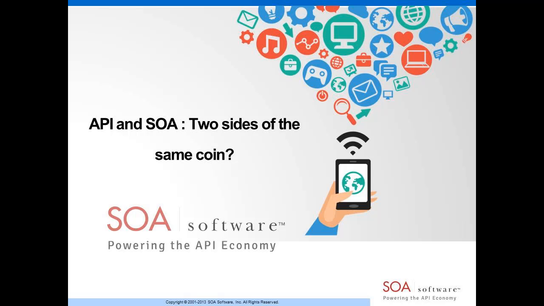Okay. The other one is a little more basic, which goes back to: what's technically the difference between SOA and API? Is it REST versus SOAP, or is it human readable versus machine readable?